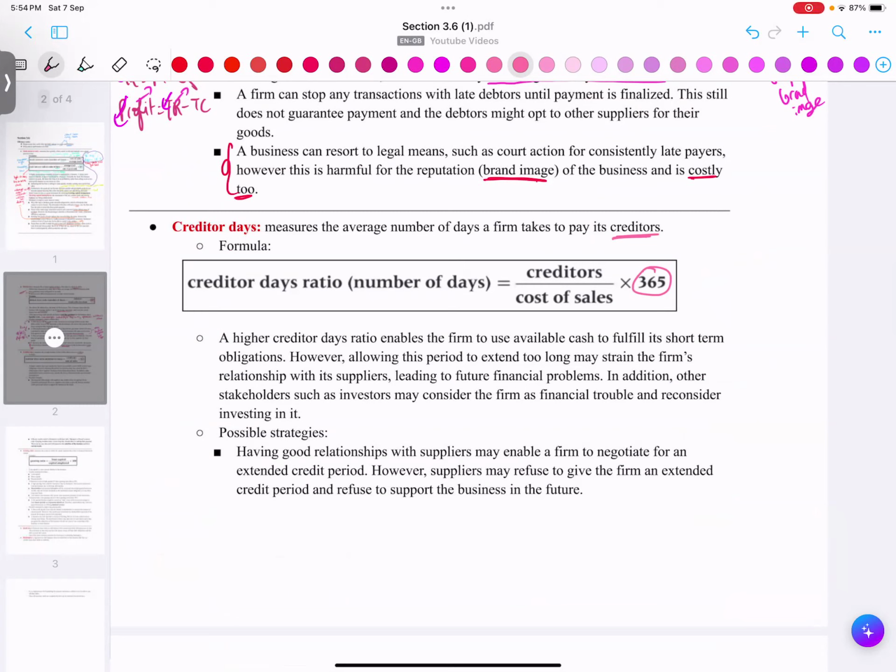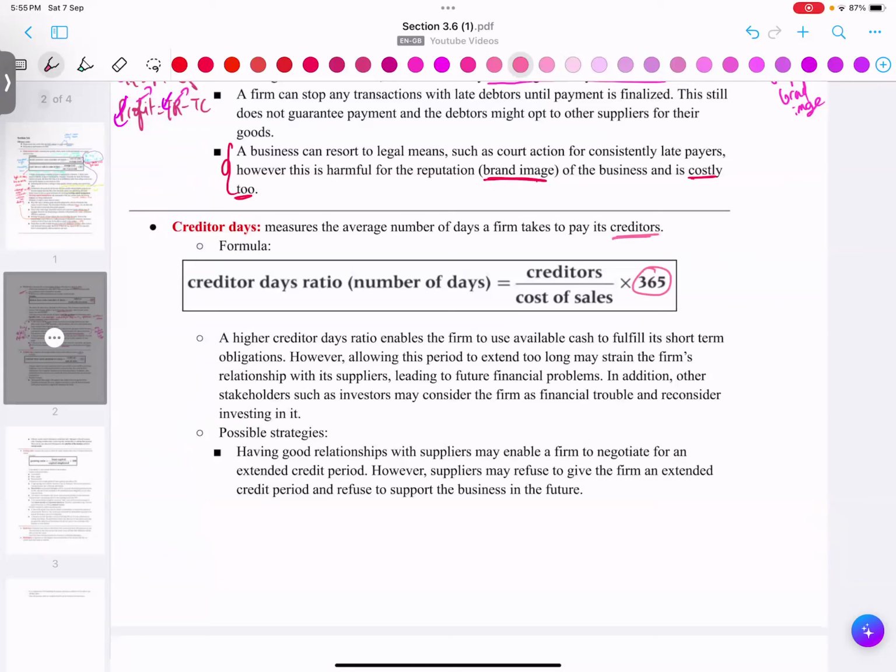A high creditor days ratio enables the firm to use available cash to fulfill its short-term obligations. However, allowing this period to extend too long may strain the firm's relationship with its suppliers, leading to future financial problems. In addition, other stakeholders such as investors may consider the firm to be in financial trouble. They'd be like, okay, this firm is not paying their creditors. They obviously don't have much cash. They're short on money. That means that they're not profitable.